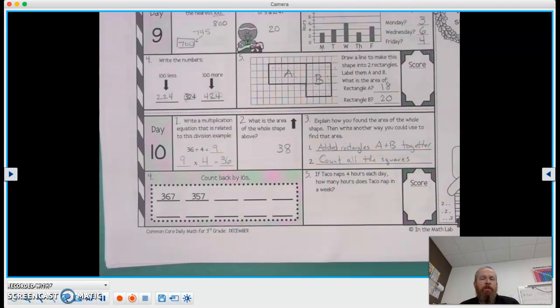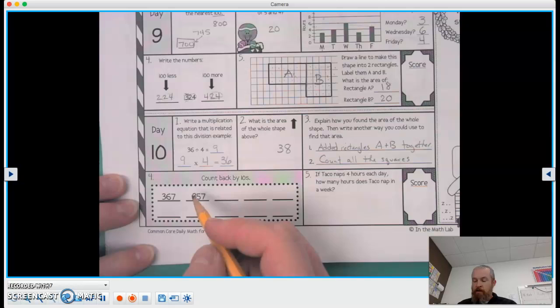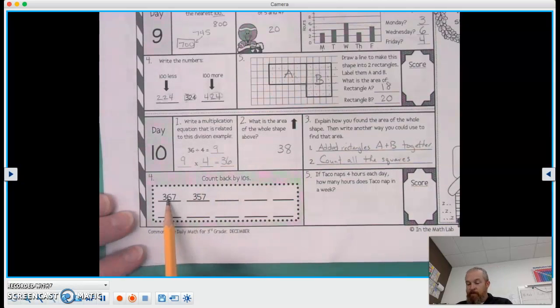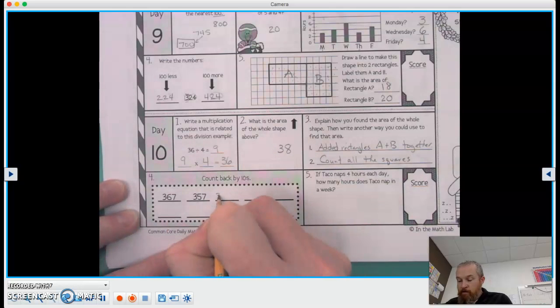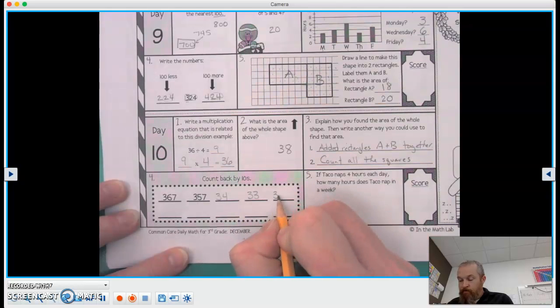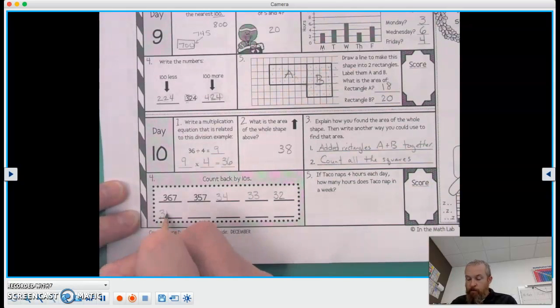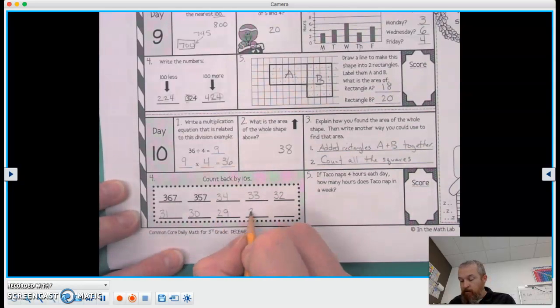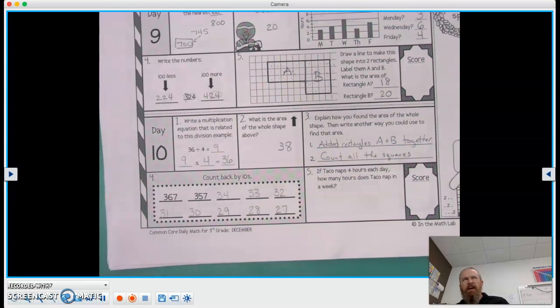Count back by tens. 367, 357. So they're all going to end in a 7, right? So let's just pretend the 7s aren't there. Let's just go 36, 35, 34, 33, 32, 31, 30, 29, 28, 27. Let's just count back up now, starting down here to make sure we didn't skip something.